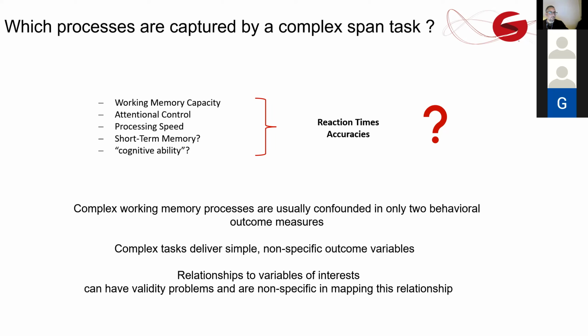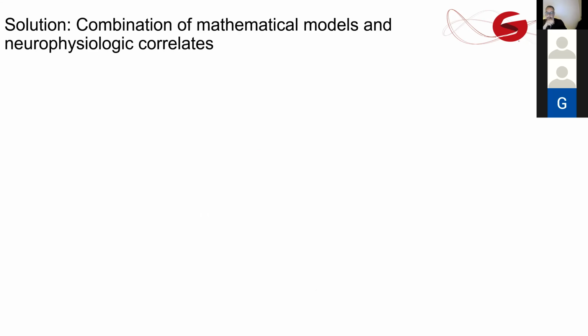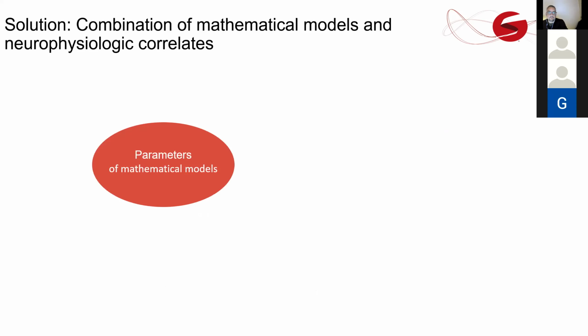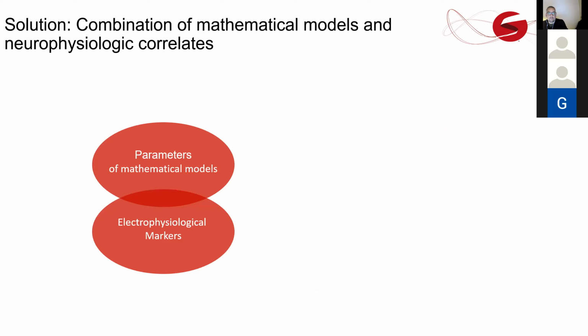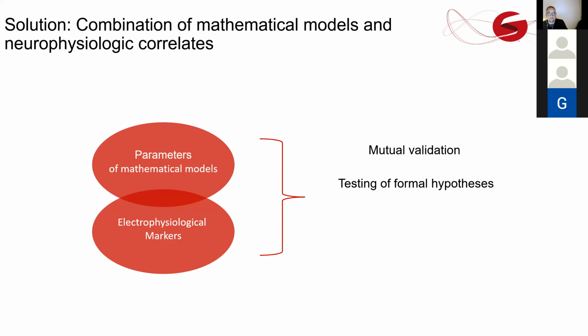So we wanted to try to validate mathematical models with correlates of neurophysiological data, like electrophysiological markers in the EEG. This would enable us to mutually validate the parameters of the mathematical models as well as the electrophysiological markers. We can test formal hypotheses, and we could overcome measurement problems of inter-individual differences, which is a huge problem in inter-individual difference research. This is the greater framework of my talk, so that you have a little bit of an idea of what this is all about.